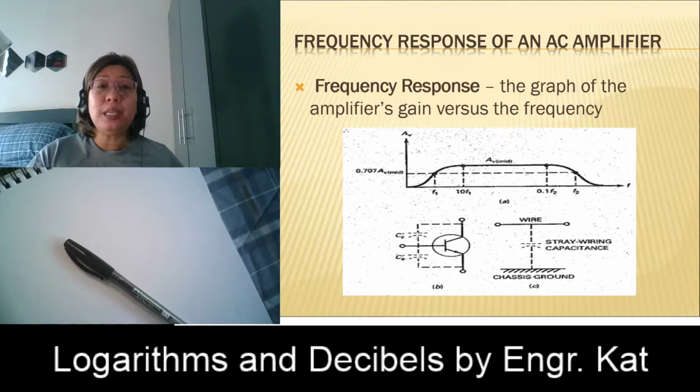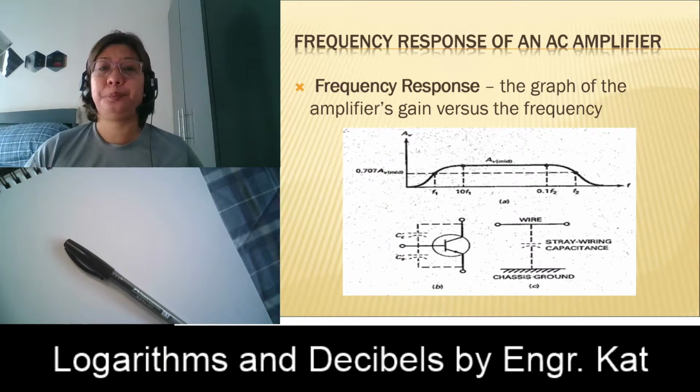As you can see, this voltage gain, the one that we have solved, is flat or constant over a specific frequency range. But once it reaches a certain frequency, the tendency is to lower its value. At these two cutoff frequencies, your voltage gain becomes 70.7% or 0.707 of your AV at mid-band. We will be explaining that one by one.